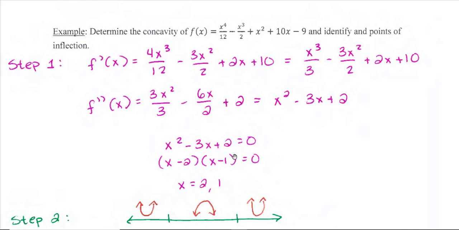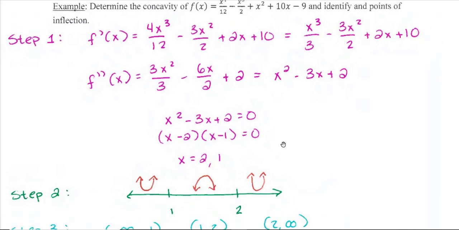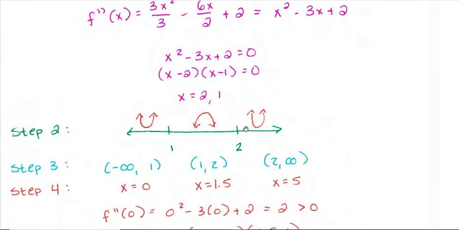So we'll set that equal to 0. x squared minus 3x plus 2 equals 0. And we'll factor. We get x minus 2 times x minus 1. And we get two critical values, 2 and 1.